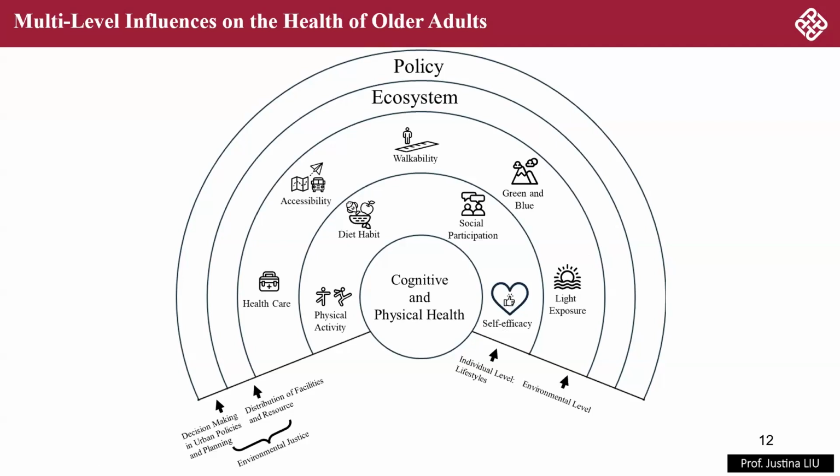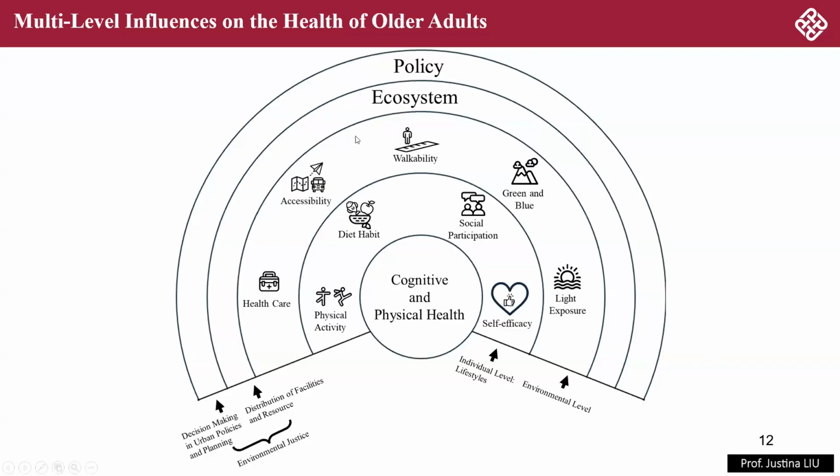So the next layer shows the environmental factors, such as accessibility to different social resources and health services, public transport, safe outdoor space, walkability, green areas, and natural light exposure, which is also very important for older people. This element shapes the daily opportunities for older adults to engage in different physical and social activities, providing them sufficient stimulation to enhance their physical and cognitive health.